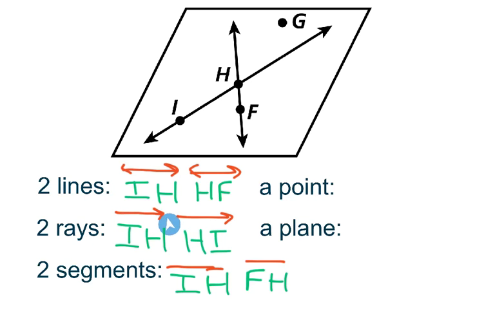Rays will continue in one direction. Where does it start? What does it go through? And for segments, it's just a flat line, no arrows on top of them. How about a point? Well, any one of these points would work.